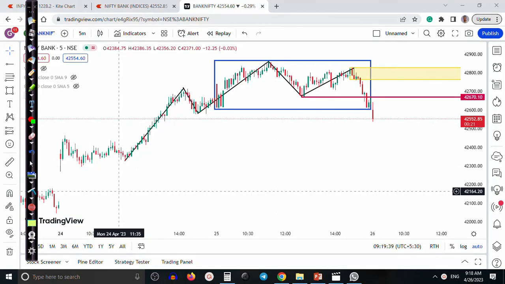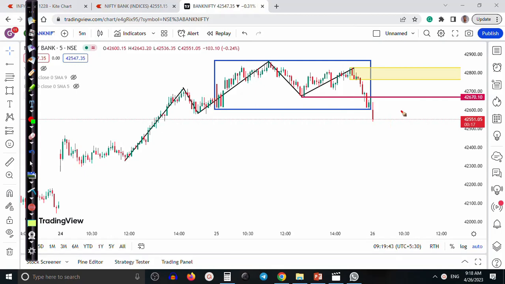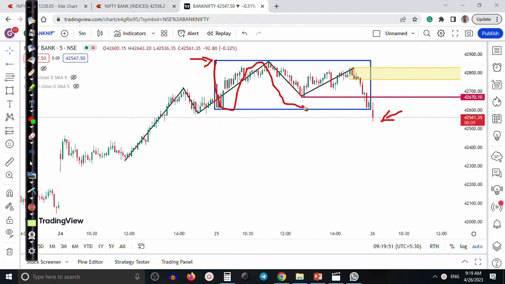Alright guys, as we discussed yesterday, we were looking for a short after this session breaks. So here I can see this blue area. This is called yesterday's session, and finally price opened a gap down and broke this session.